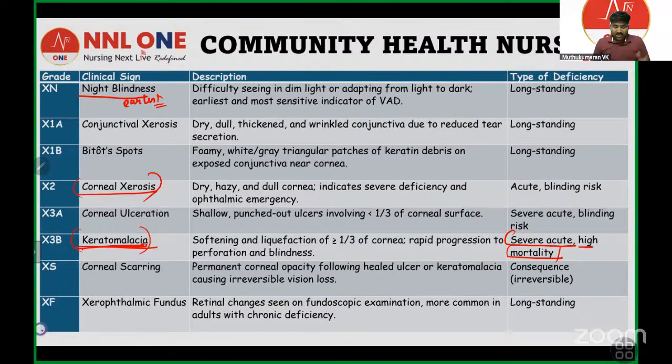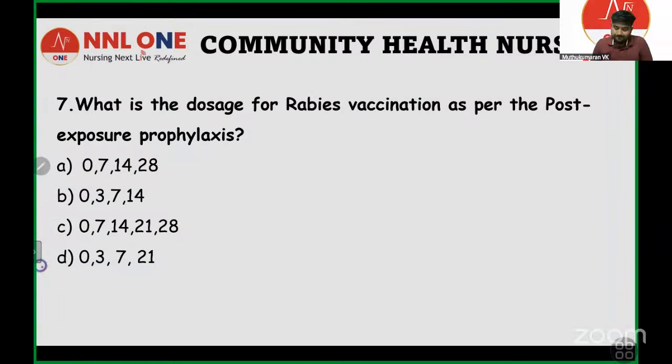When we talk about xerophthalmic fundus, it is actually the end stage, because of chronic deficiency. If they have put the word chronic deficiency, then it is xerophthalmic fundus. So what is the end stage? What is the complication of vitamin A deficiency if prolonged? Blindness. Obviously, the end is always blindness. The grading is very important. Sometimes they may focus on the gradings, so I have underlined all these concepts. Okay, is it clear?